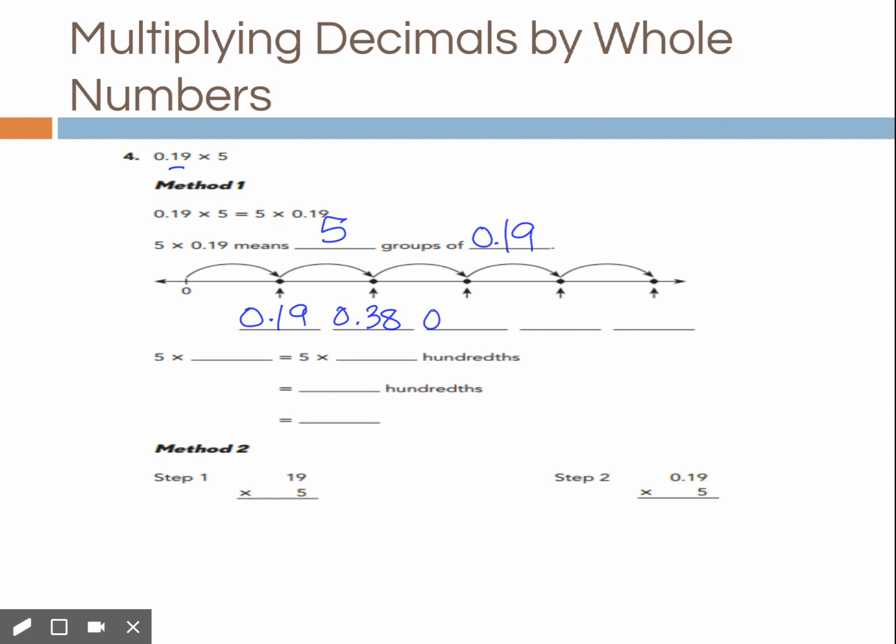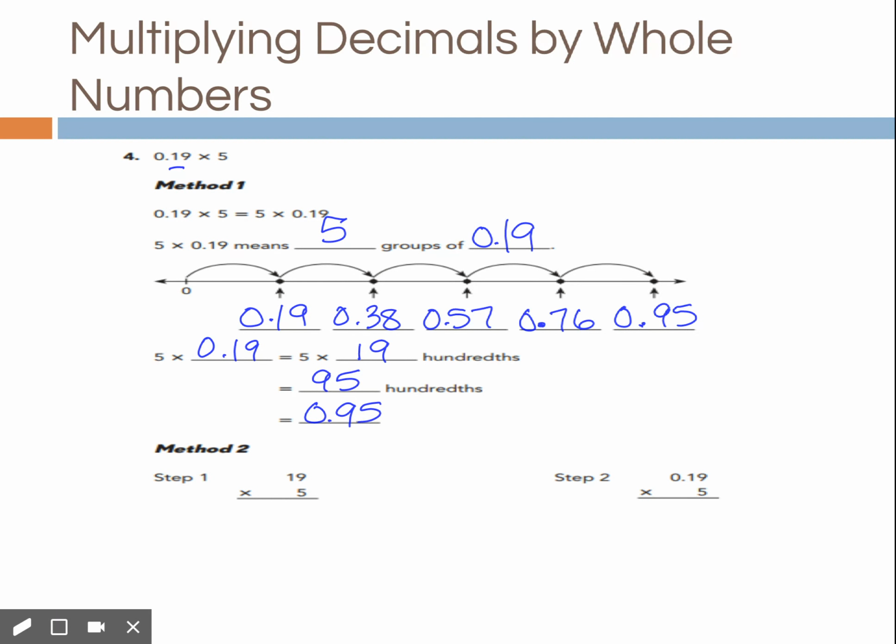Then I would have 0.57, 0.76, and 0.95. So 5 times 0.19 is 5 times 19 hundredths. That equals 95 hundredths, or 0.95.